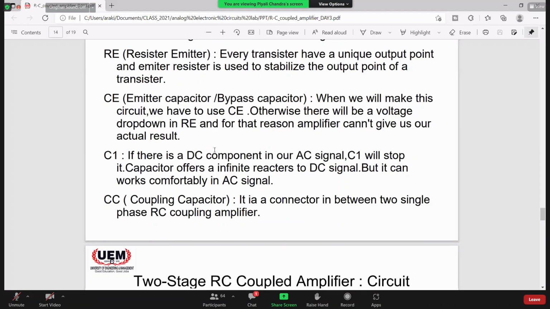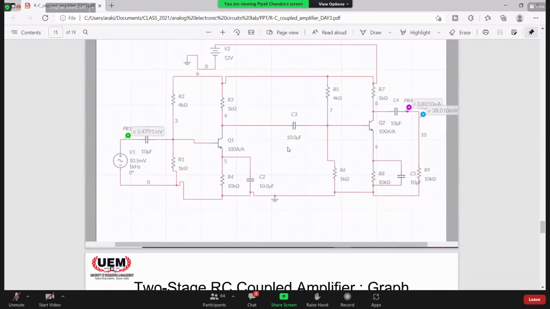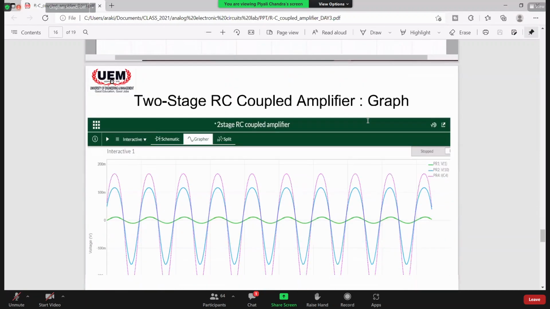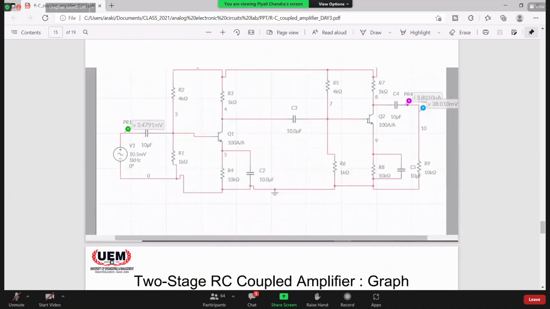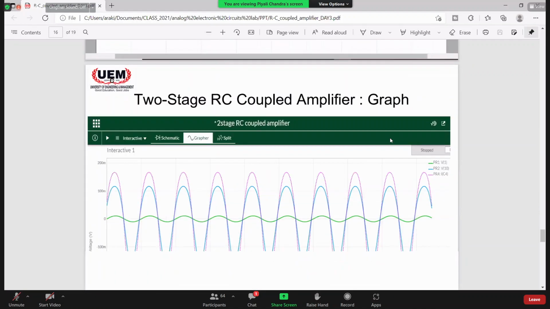And the last one is CC, that is the coupling capacitor. We all know this is called a coupling capacitor, and the coupling capacitor is used to connect the two stages in between this one-stage RC coupled amplifier, right? So we will draw this circuit in our Multisim.